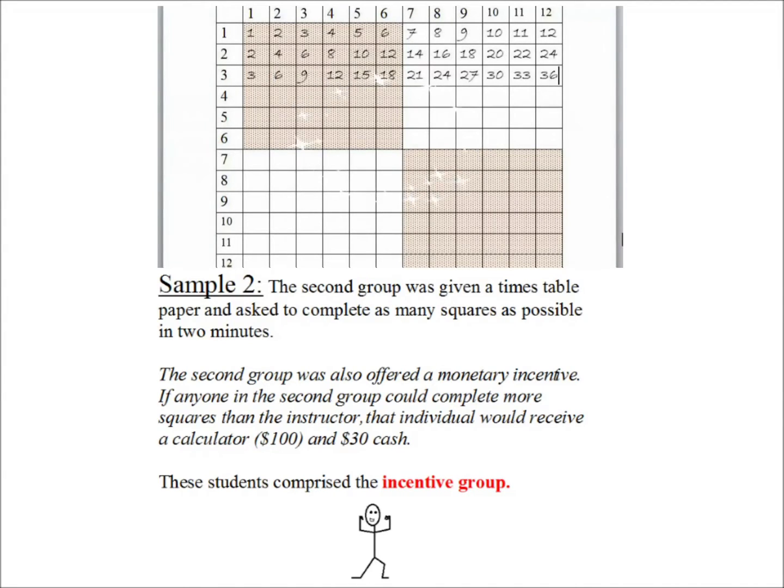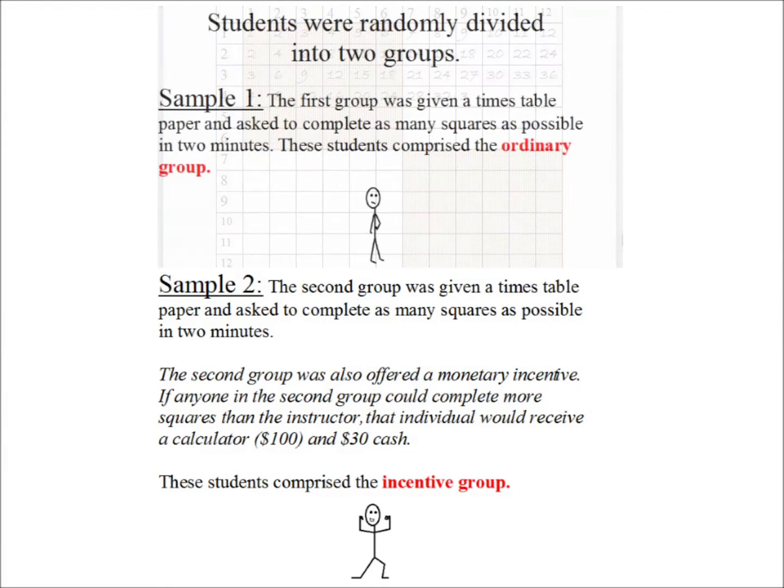If anyone in the second group could complete more squares than the instructor, that individual would receive a calculator worth about $100 and $30 cash. These students comprised the incentive group.